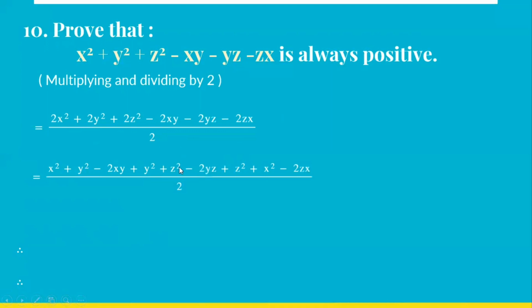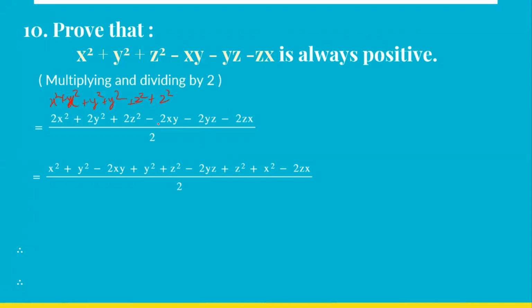Again, y square plus z square minus 2yz and z square plus x square minus 2zx. What we have done here, we have simply split this 2x square as x square plus x square. We have split this 2y square as y square plus y square. We have split this 2z square as z square plus z square, and we have put this as the middle term.